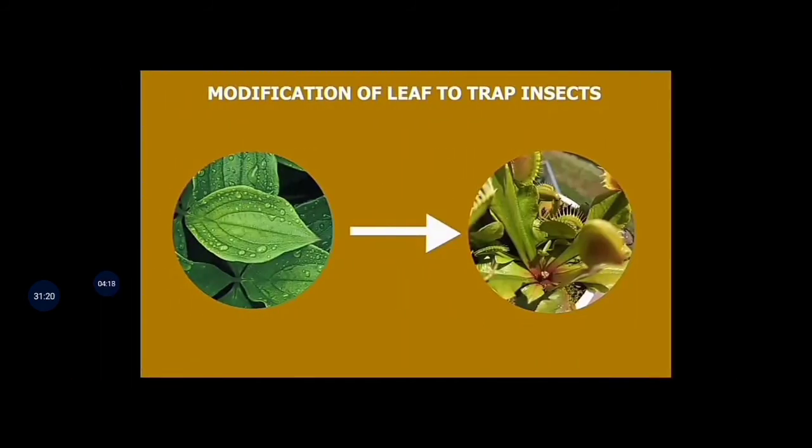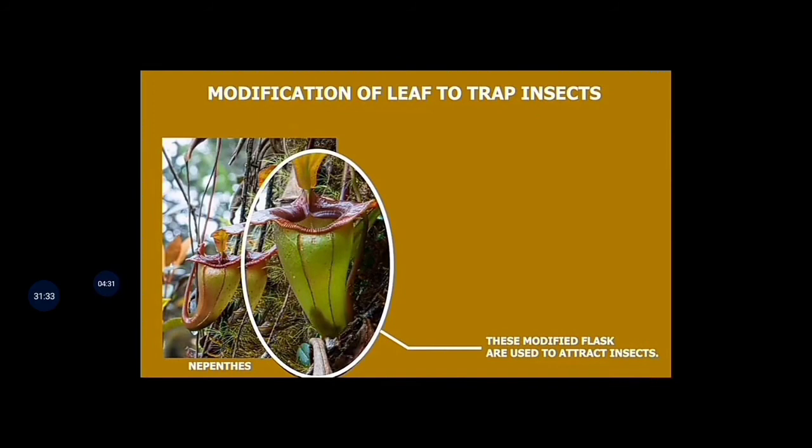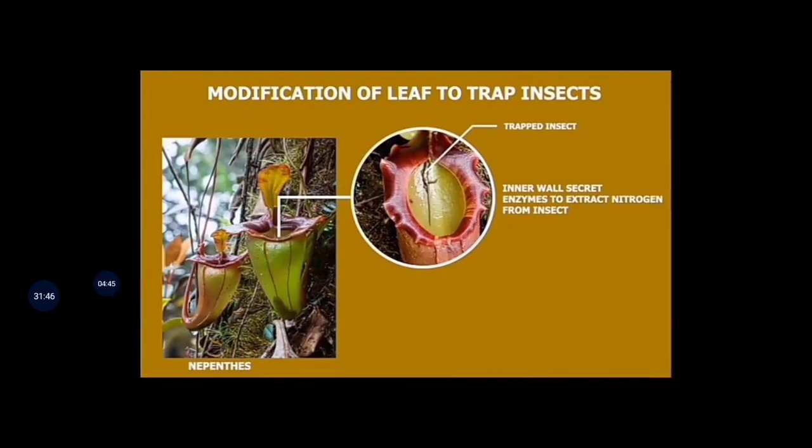The last one is modification of leaf to trap insects. Plants that grow in nitrogen deficient places adapt themselves well to get it. This is Nepenthes plant. In Nepenthes, the leaves are modified into a flask-like structure which is used to attract insects and other tiny animals. The inner wall of the leaf secretes some digestive enzymes that help to digest the insects and extract the nitrogen needed for the plant.